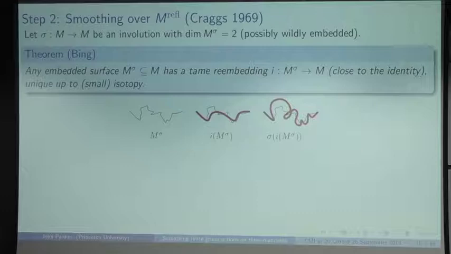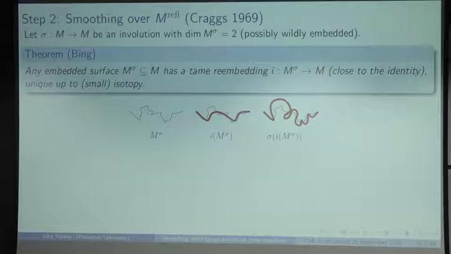Great, so let's use this to smooth an involution. So we start with M sigma. That's the fixed set. It's a wildly embedded surface in our three manifold. And Bing tells this black curve. And Bing tells us that there's a tame re-embedding nearby. That's this red curve. Now, of course, the red curve is probably not fixed by our involution. Okay, actually, I shouldn't be saying curve, it's a surface, but I've illustrated it as a curve.